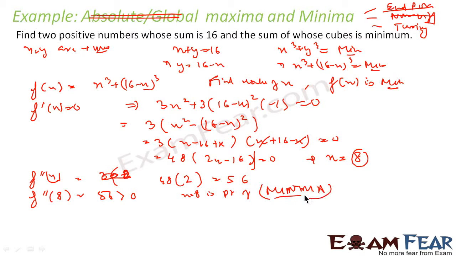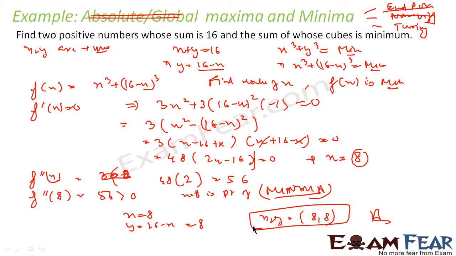Point of minimum. Since x is equal to 8, my y is nothing but 16 minus x, and that is also equal to 8. So my x and y are 8 and 8. The two numbers I get are 8 and 8, such that x cube plus y cube is a minimum value. Same thing, same approach, just a different question, same concept.